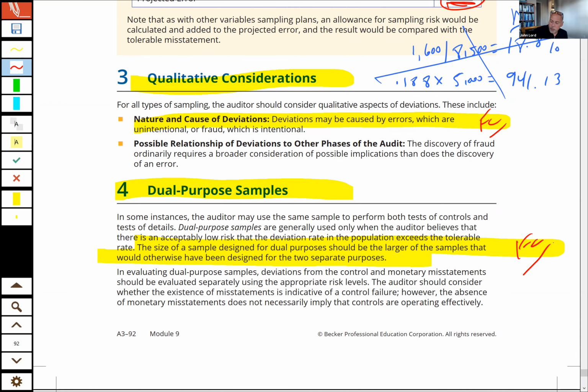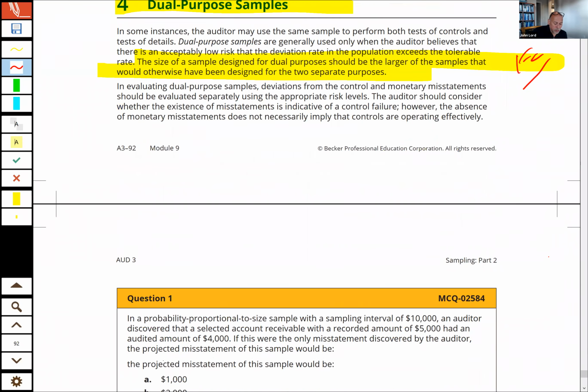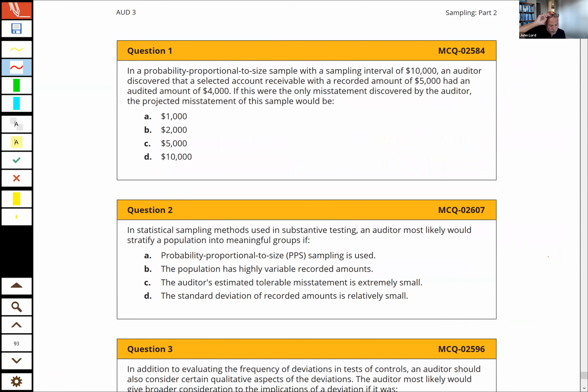Okay. Okay, good. Let's go ahead then and let's take a look at some multiple choice questions.